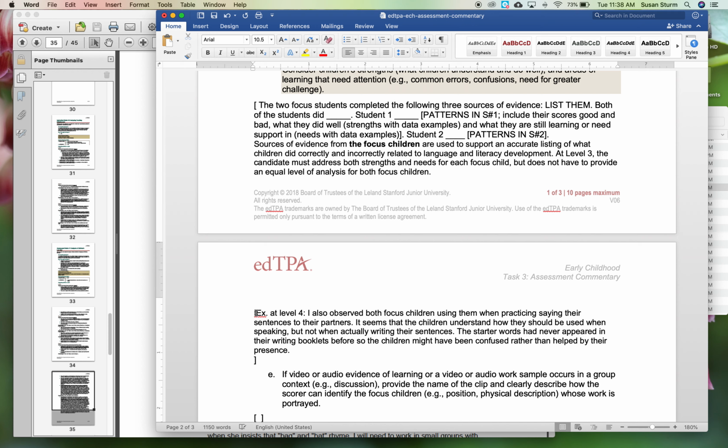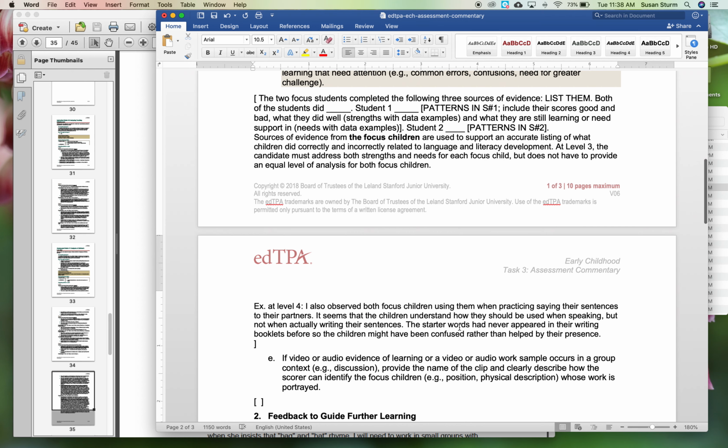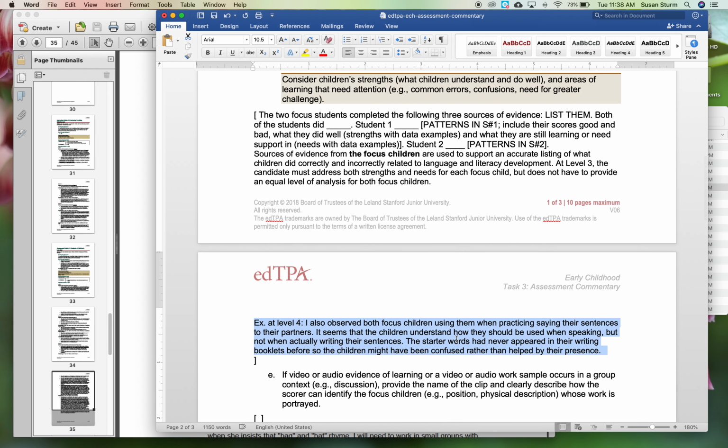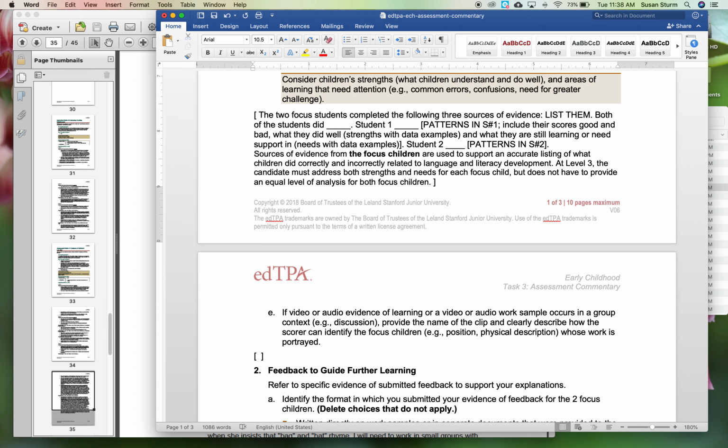Goodness, so many mistakes. I also observed both focus children using them when practicing saying their sentences. I think this would actually be better in part C. See, I have studied this extensively and I still have a hard time figuring out what goes where.